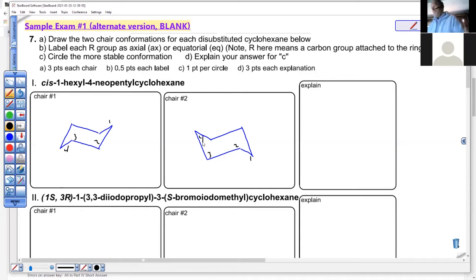On your first chair, you decide whether you want the hexyl group on 1 to be up or down. There's no right answer. If you choose up, then you've chosen the axial bond. Hexyl 1, 2, 3, 4, 5, 6. And that's the axial bond. You get a half point in part B for actually saying it's axial. And on carbons 1 and 4 in this question, please put on all of the bonds. If the axial is up, straight up on a carbon, then the equatorial is slightly down.